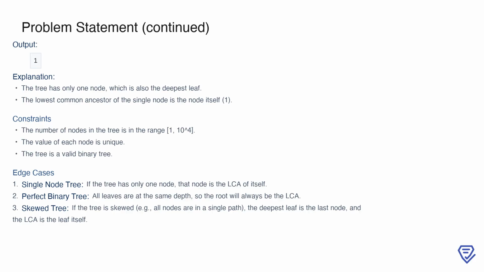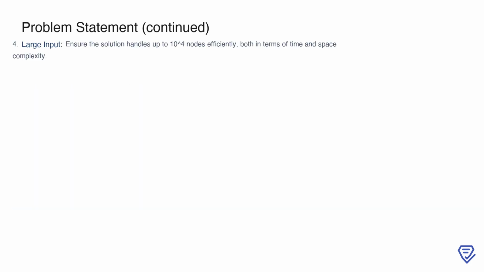In a skew tree, where all nodes lie on one side forming a single path, the deepest leaf is the last node, and the LCA is the leaf itself. Finally, for larger inputs, where the tree has up to 10,000 nodes, it's crucial to ensure that the solution is both time and space efficient. The algorithm should be capable of handling such inputs within the given constraints without exceeding memory limits or taking an unreasonably long time. Designing an optimal solution that accounts for these factors will be key to solving this problem effectively.